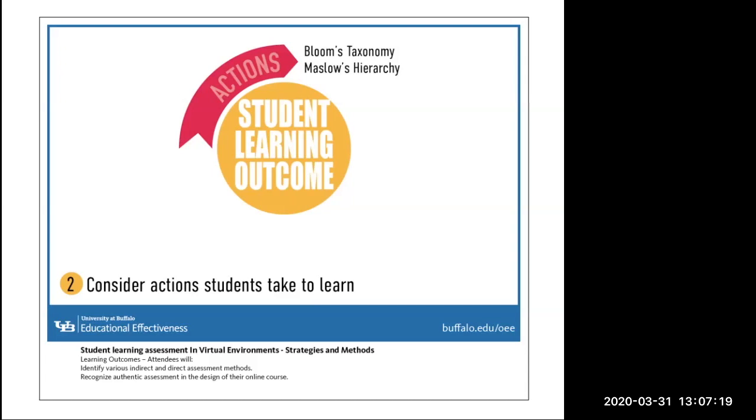Think about how you might improve your students' ability to meet those outcome actions. Be sensitive to their need to have a sense of belonging and of self-actualization. Maslow's hierarchy. These ideas may not be as obvious to students who are learning remotely.